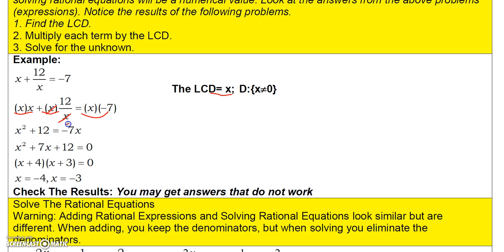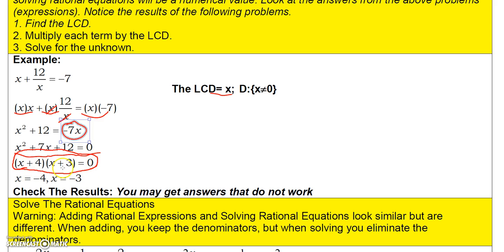Now I notice this is actually going to be a quadratic equation. So if I move the minus 7x over to the other side, it becomes a plus 7x. And since I moved everything over to the left, I get 0 on the right. Now I can factor this, and it factors into x plus 4 times x plus 3. And remember, we learned how to solve equations by factoring using the zero product property.